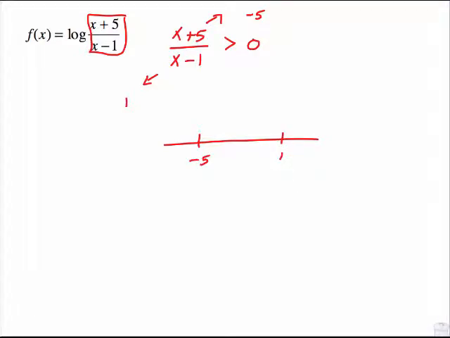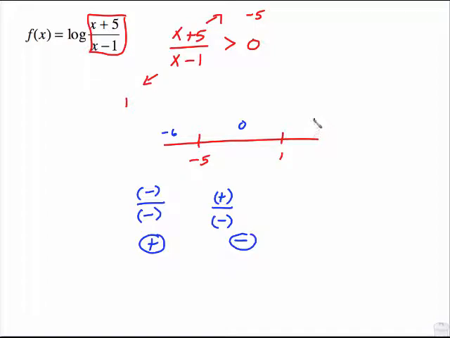And then we're going to do test values, just like we did a second ago. So in this region, I need something to the left of negative 5. I put negative 6 in here. Negative 6 plus 5 is negative. Negative 6 minus 1 is negative. And a negative divided by a negative is a positive. I will pick 0 between negative 5 and 1. Put 0 in the top is a positive value. Put 0 in the bottom is a negative value. A positive divided by a negative is a negative.